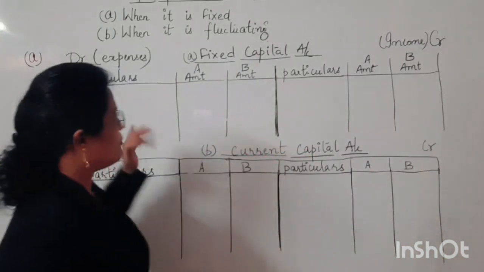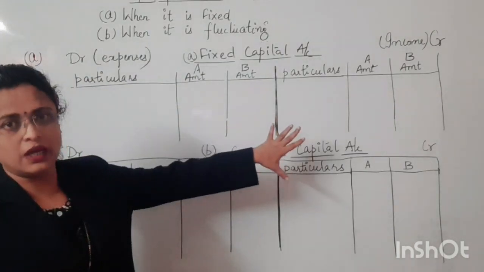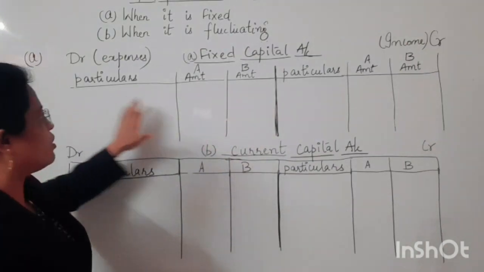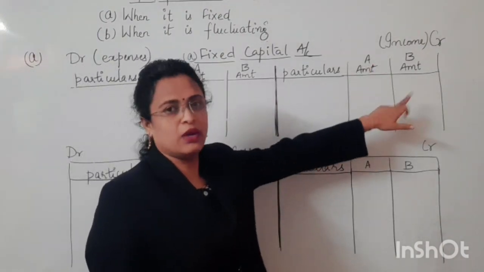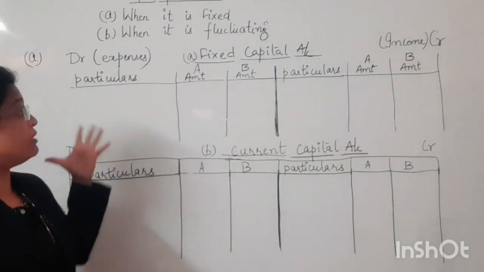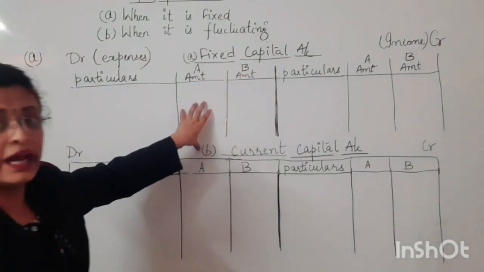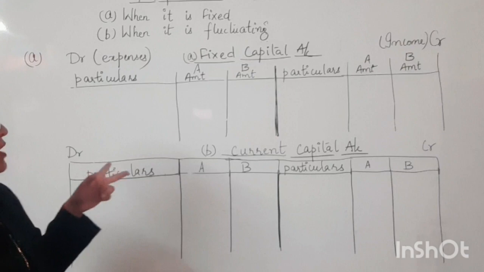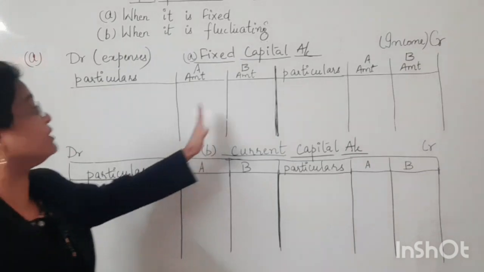Okay children, before that, let's understand the logic of putting the items in the partner's capital account. As you can see here, there is one particular column, and there are columns for A and B. This particular column stands for the details relating to the items, which we will mention over here. Now why have I written A and B? Assuming that the names of my partners are A and B, I have 2 partners in my business over here. Suppose there were 3 partners, then we would have 3 amount columns.